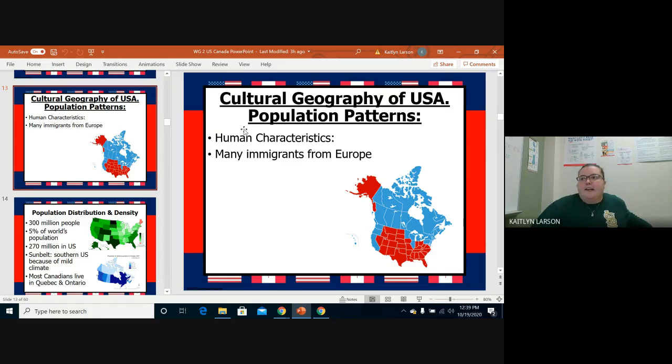And one of the biggest characteristics of the population of the United States and Canada is that both are going to have a lot of immigrants from Europe. So a lot of people from Europe are going to have originally settled in the United States and Canada. Of course, we have different populations here now. And it depends on where you go, because like down here in Texas, we have a lot of Hispanic population. But for the most part, it's going to be from Europe, okay?